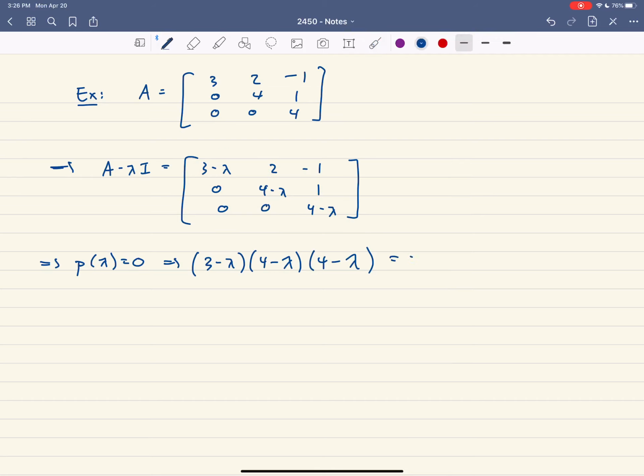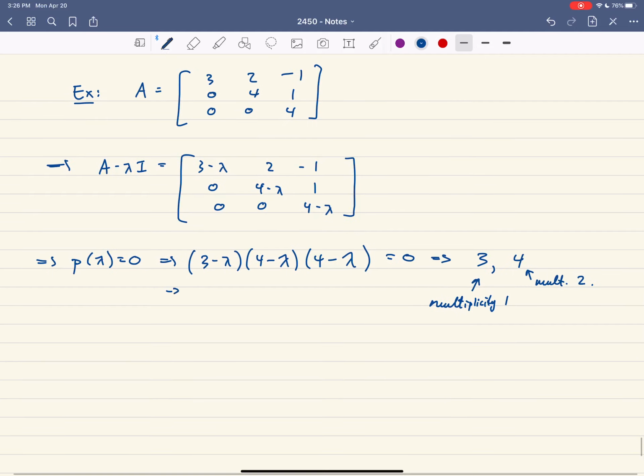And so that tells you that if this is going to be 0, then we have two eigenvalues, 3 and 4. 3 is an eigenvalue of multiplicity 1. And 4 is an eigenvalue of multiplicity 2, because this is 4 minus lambda squared. Just as a reminder about multiplicity, because this is a new concept, 3 is a solution of multiplicity 1 because you have a hidden 1 there. And 4 is a solution of multiplicity 2 because you have a power of 2 there.